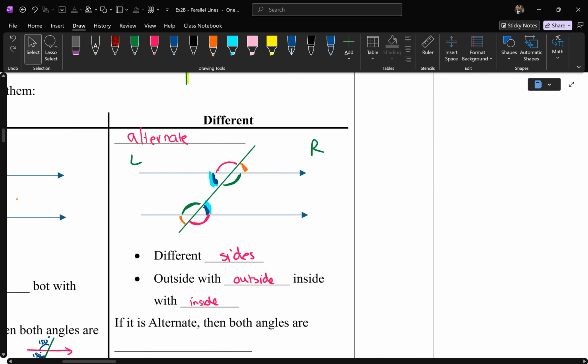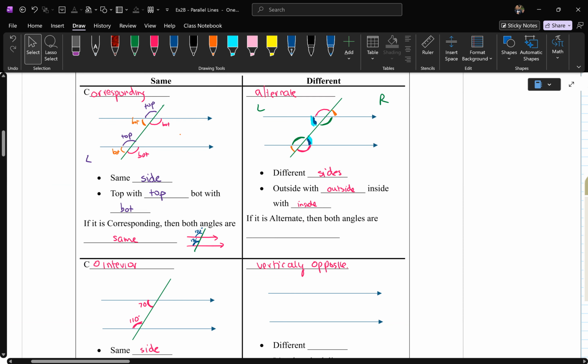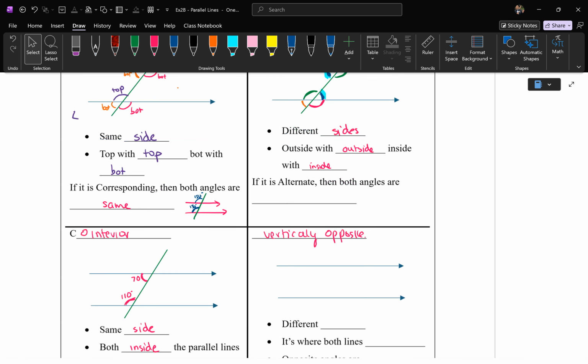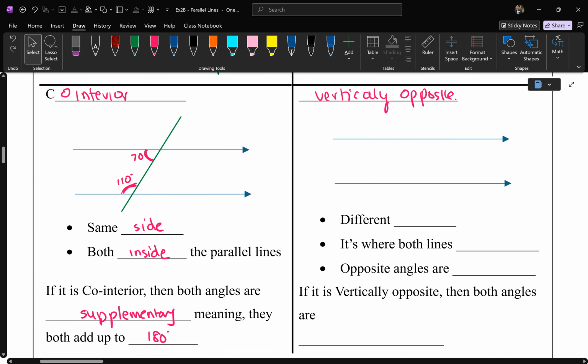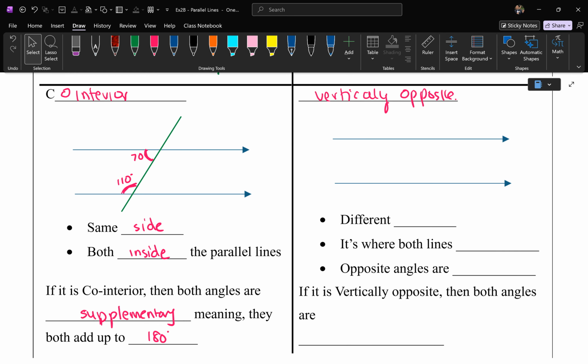Okay, so which one are the hardest to identify? Corresponding and alternate. There's a lot more things that you have to sort of identify there. Which are the two easiest? These two. Co-interior, because they both have to be on the same side and they have to be inside. Co-interior is easy to remember. And vertically opposite, you guys already know intuitively.